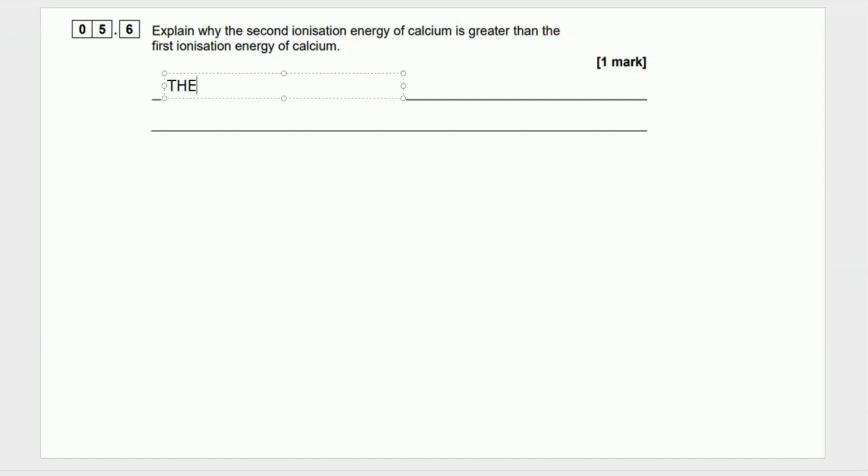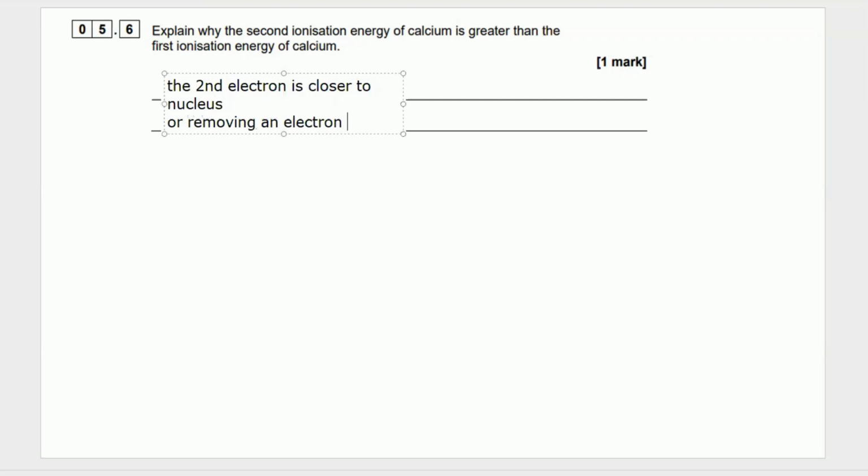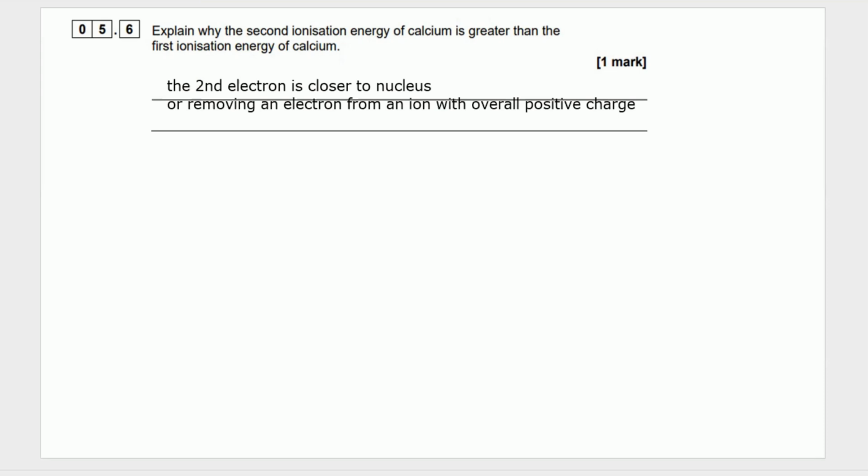So the answer is that you're taking an electron that is going to be slightly closer to the nucleus. Why is it closer to the nucleus? Because there's a greater positive charge on a calcium plus ion, so that electron is going to be drawn in slightly closer to the nucleus. So the second electron's closer to the nucleus, or you could say here you're removing an electron from a positive ion, which you weren't before, so which has an overall positive charge. So there's greater attraction between the electron and the nucleus. Coolio, and either of these two comments would get you a mark.